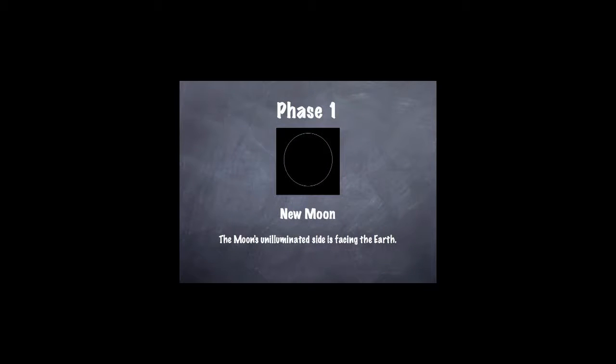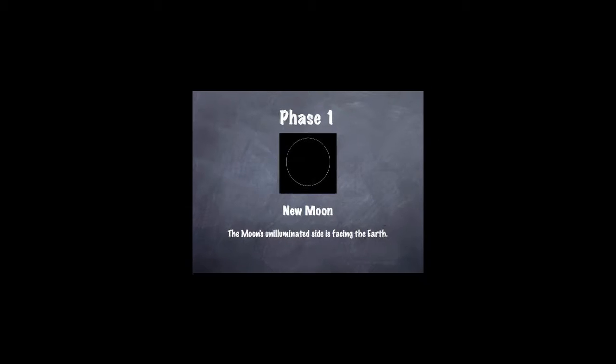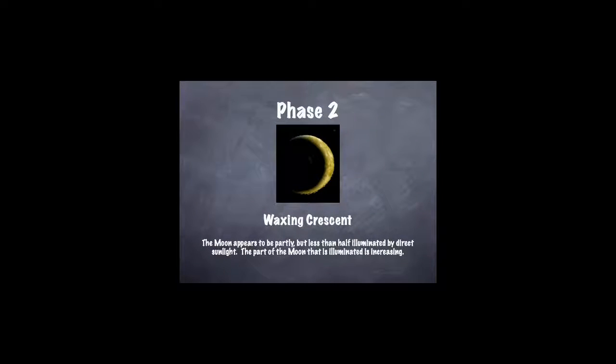Phase 1, New Moon. The moon's unilluminated side is facing the earth. There appears to be no moon with phase 1. Phase 2, Waxing Crescent. The moon appears to be partly, but less than half illuminated by direct sunlight. The part of the moon that is illuminated is increasing.